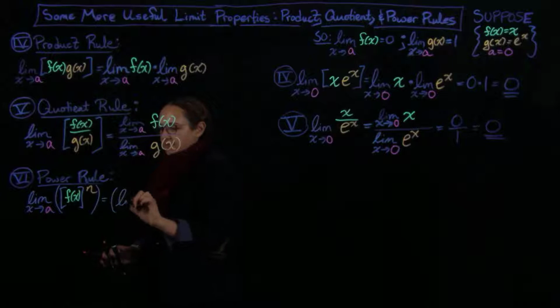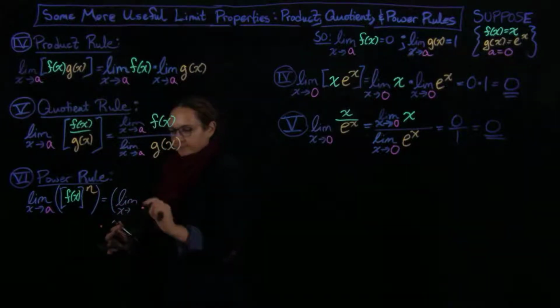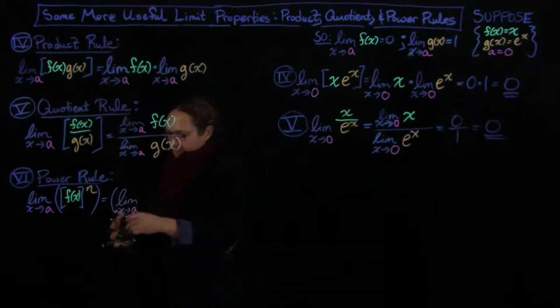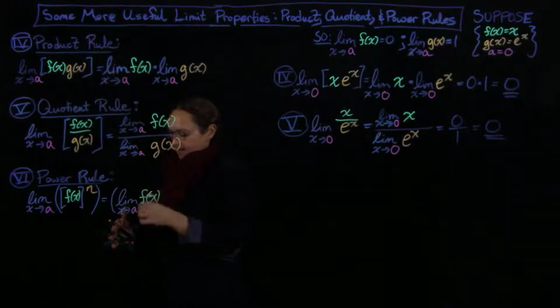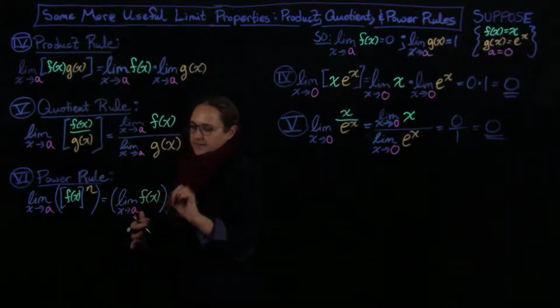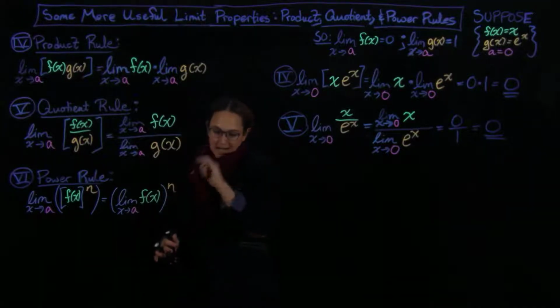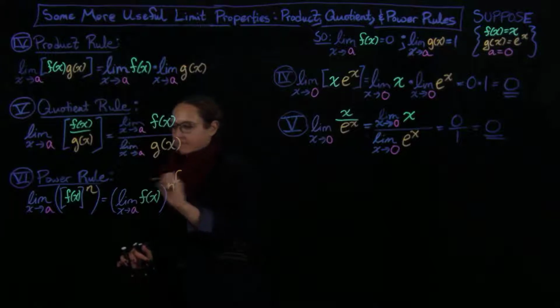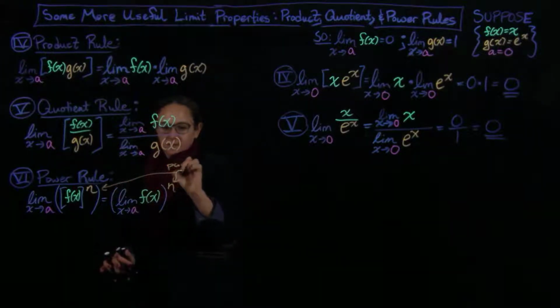So this is going to be the limit as x approaches a of f of x, and then I can do my power on the outside. So I can take the limit and then do the power, where this n is a positive integer. It has to be a positive integer.